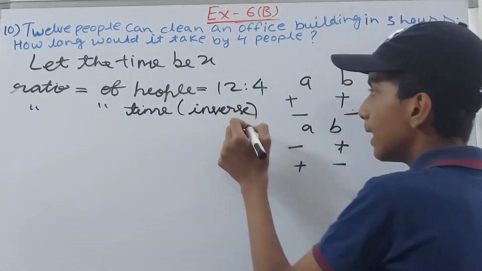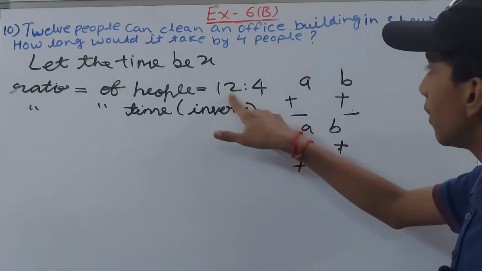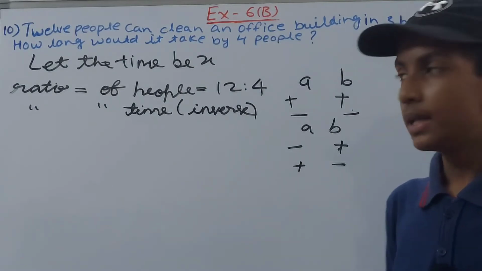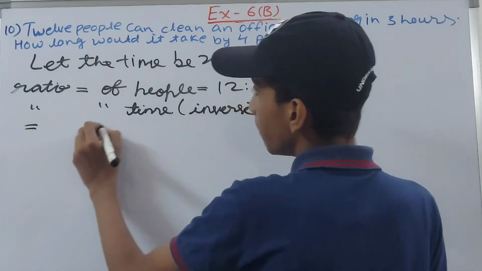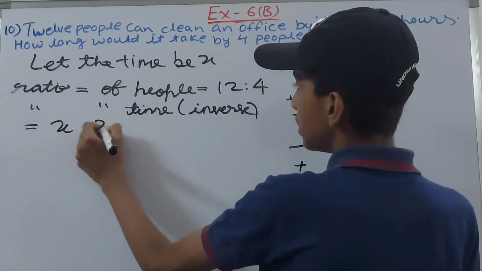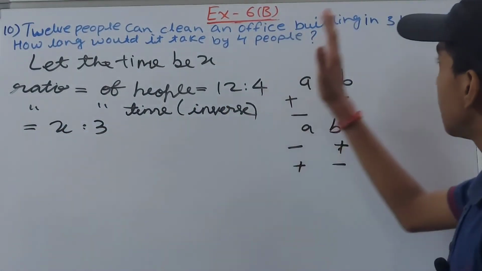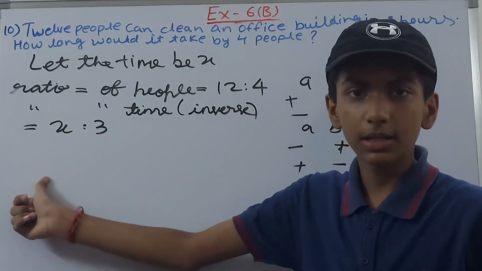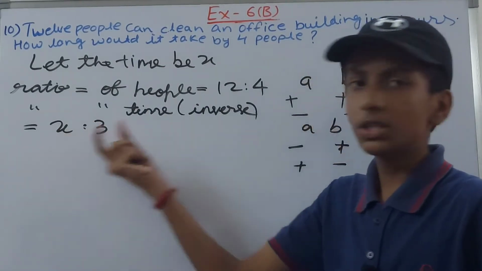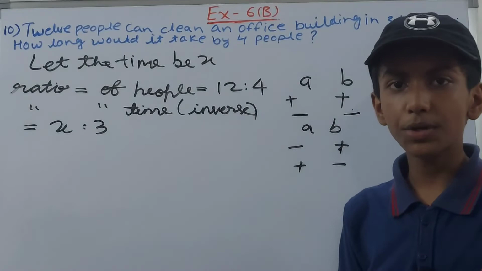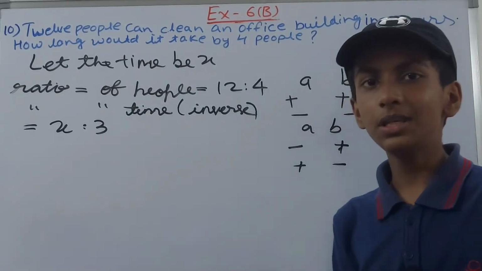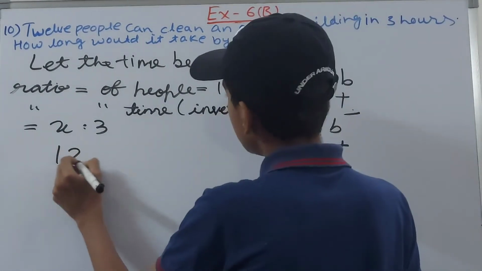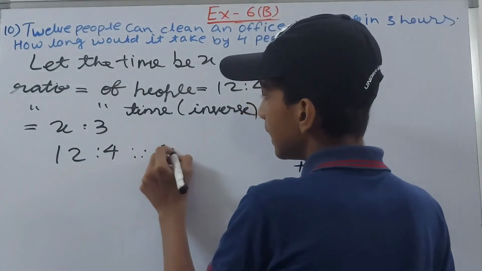Inverse means that if 12 people did this in 3 hours, we will write 12 is to 4, but the ratio becomes X is to 3. So this 12 people did it in 3 hours, but we write this thing as X. Inverse means this would have been 3 is to X, but we have inversed it because it is a question of inverse variation. Whenever it is a question of inverse variation, the ratio with the unknown quantity is always written in inverse, and then write this in proportion, that is 12 is to 4 proportion X is to 3.